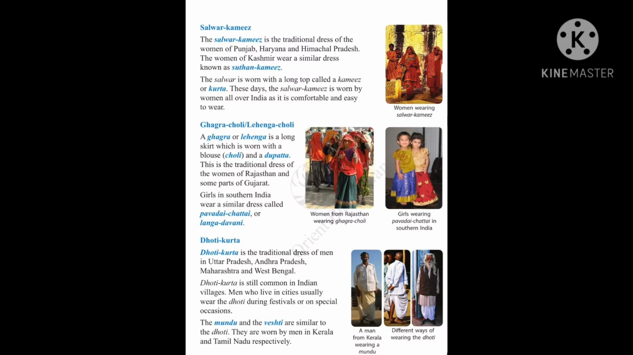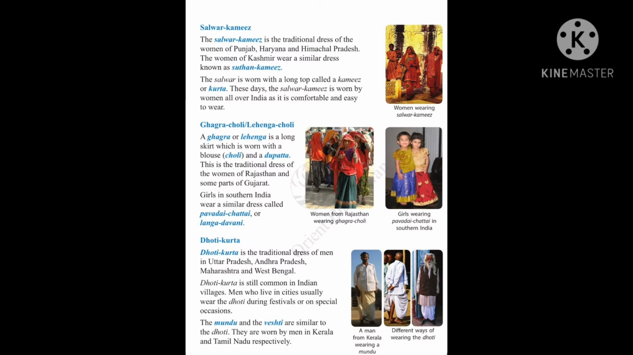Next is gagra choli or lehenga choli. A gagra or lehenga is a long skirt which is worn with a blouse or choli and a dupatta. This is the traditional dress of the women of Rajasthan and some parts of Gujarat. Girls in southern India wear a similar dress called pavadai chattai or lenga davani.